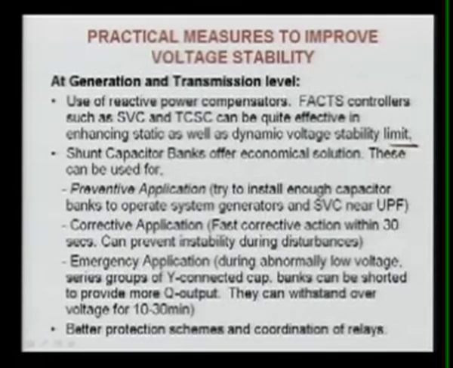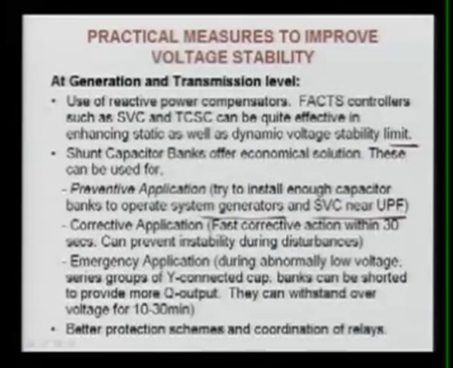Shunt capacitors offer an economical solution, and these can be used for preventive application. Try to install enough capacitor banks to operate system generators and SVC near unity power factors. Again, there are two types of applications: one is the preventive application, another is the corrective application. We can use capacitor banks for EHV transmission lines, but for 400 kV, if you are using capacitors, it is very expensive.